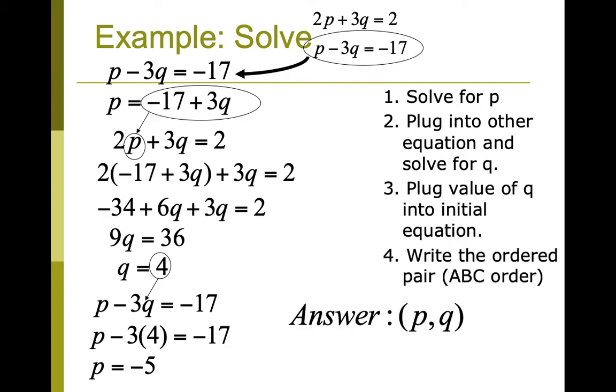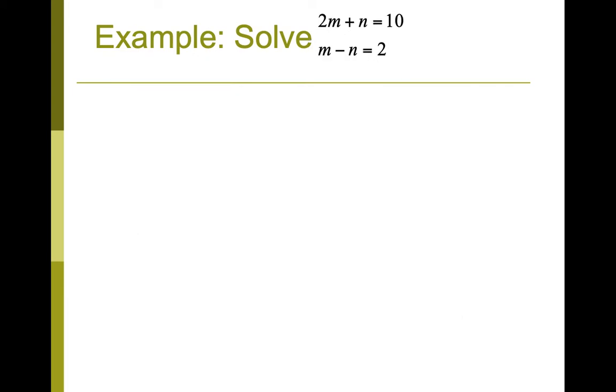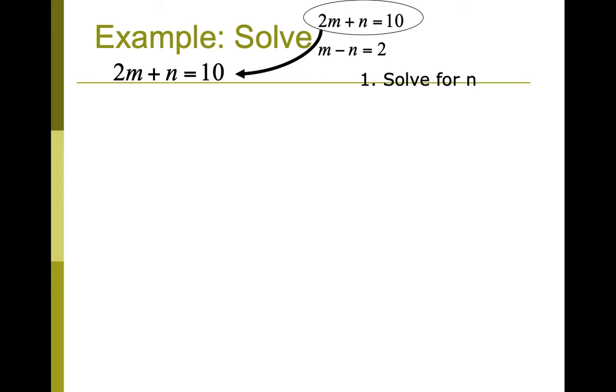So you always write it in ABC order. So it'll be negative 5, 4. Yet again, with m and n, we usually use x and y. I don't know why they used this one in this example, but they did. But the same results. So pick one out, solve it for m, or solve it for n. And that's what we're doing. We're going to solve for n.